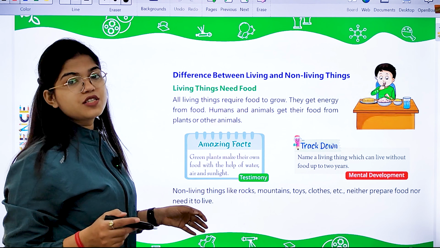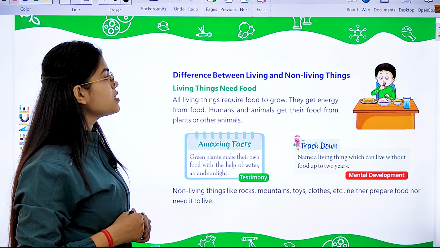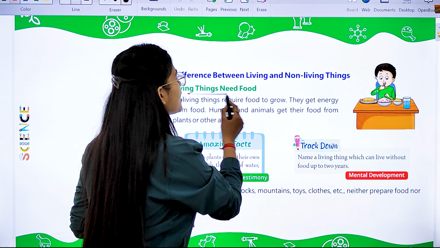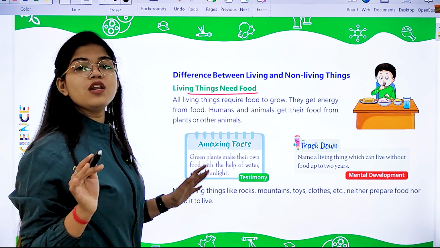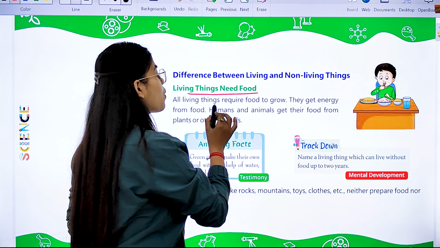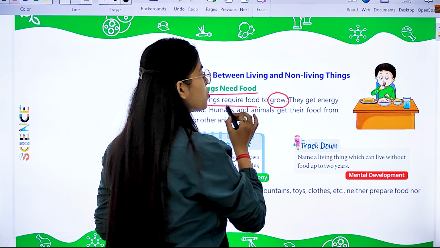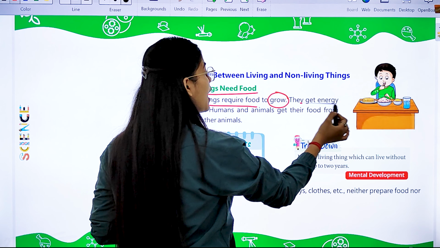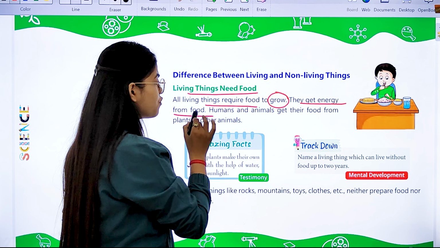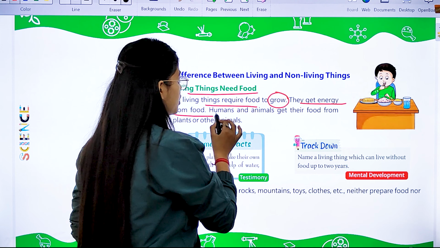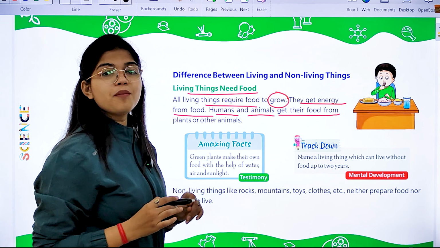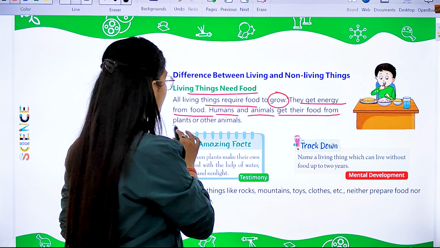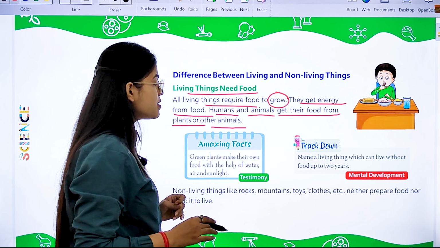Now they have given you the difference between living and non-living things. Very first is what? That living things need food. Okay. Students, all living things require food. Why? To grow, to get energy from the food. If we talk about humans, animals, where do they get food from? They get food from plants or the other animals.